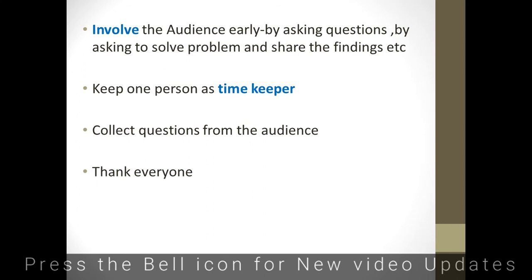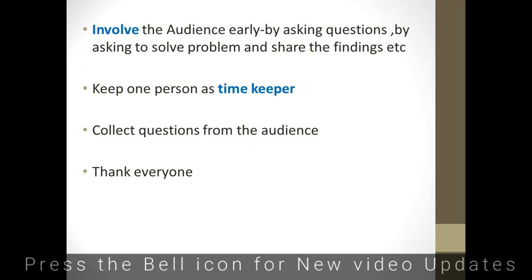Keep one person as a timekeeper so that they can keep a close look at how many minutes are over and how many minutes are remaining, so the schedule for the conference will not get disturbed. That same person can even collect the questions from the audience and give them to the moderator.